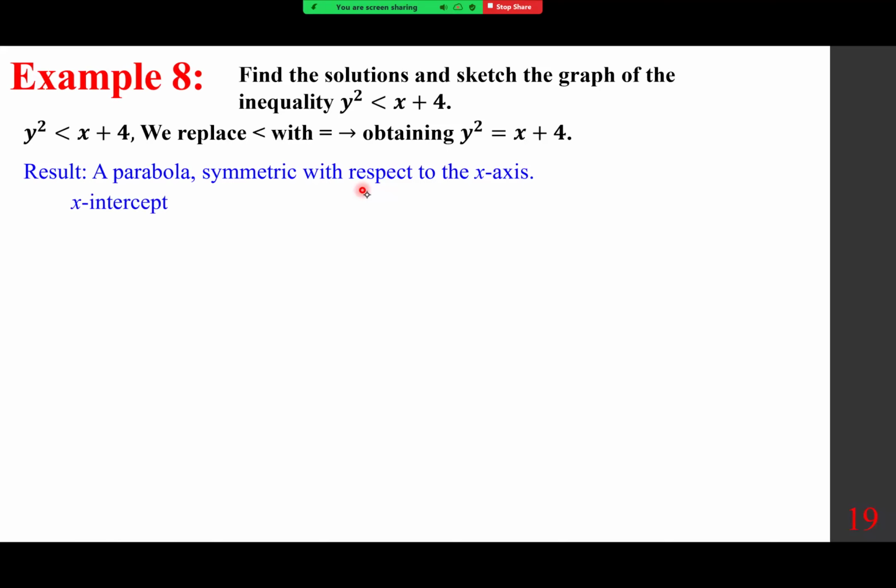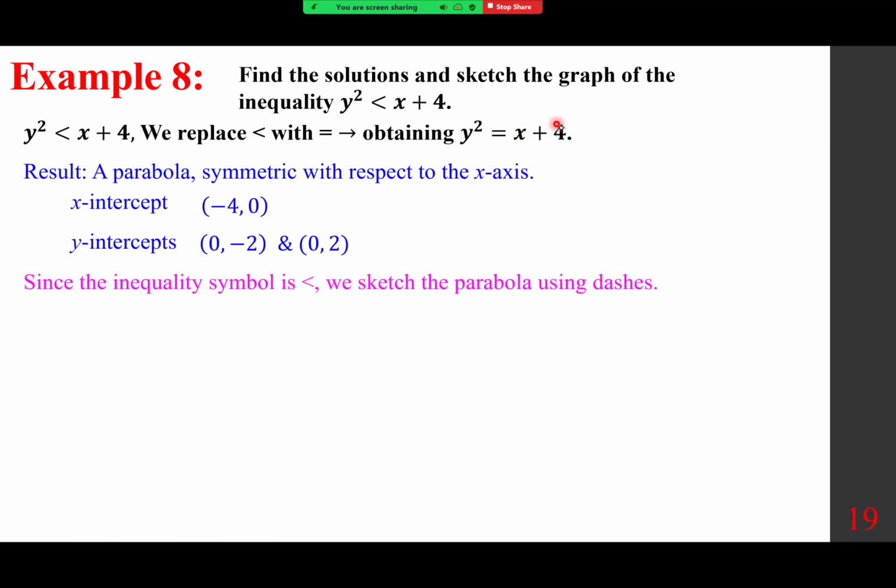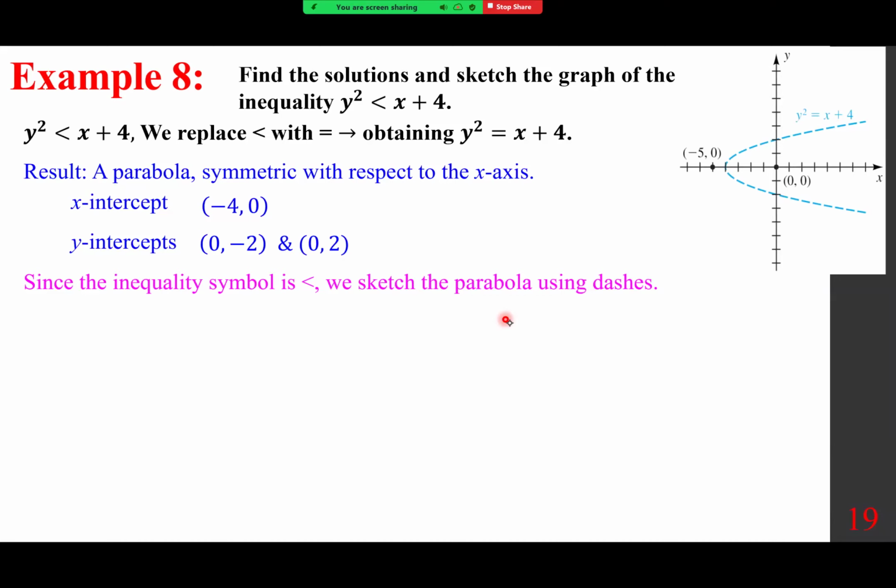And the x-intercept, if you set y equal to 0, you get -4. So you get (-4, 0). And the y-intercept, if you set x equal to 0, you get y squared equals 4. So y is plus or minus 2, you get (0, -2) and (0, 2). We will discuss this parabola, this is not a function, with more details later on. And so since the inequality is less than, it doesn't have the equality, it has to be a dashed parabola.